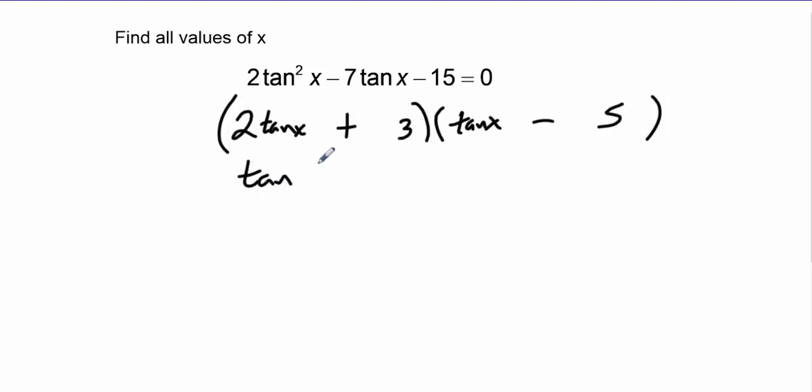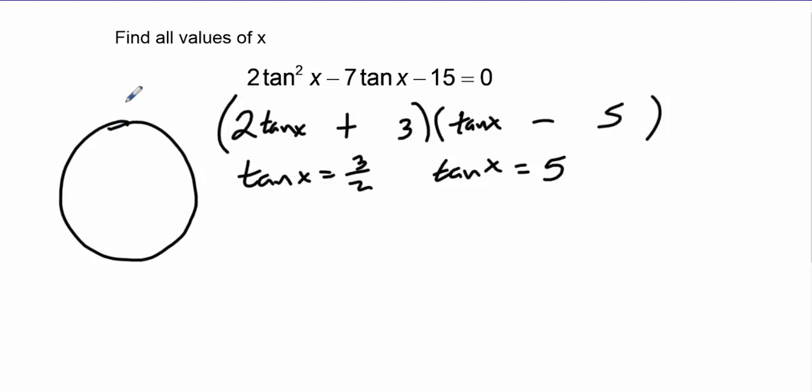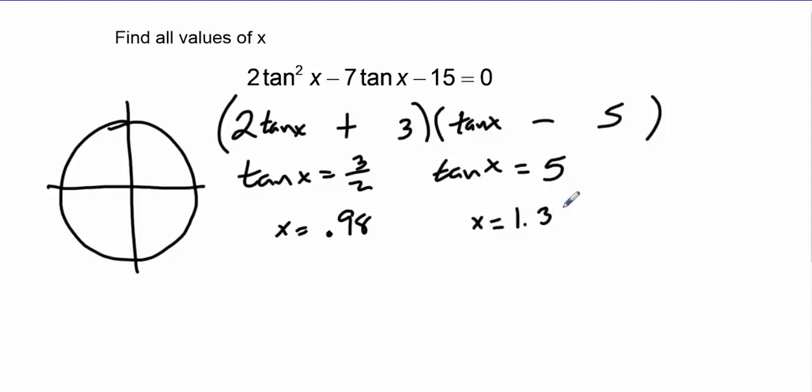This is tan of x is equal to 3 halves, and tan of x is equal to 5. These are both going to be calculator style problems. Let's just put a circle right here to look at where we land. When we take the inverse tangent of 3 halves, we get x equals roughly 0.98, and these are in radians again. And then we take the inverse tangent of 5, we get roughly x equaling 1.37, again in radians. I could put them in degrees, but I'm going to put them in radians.